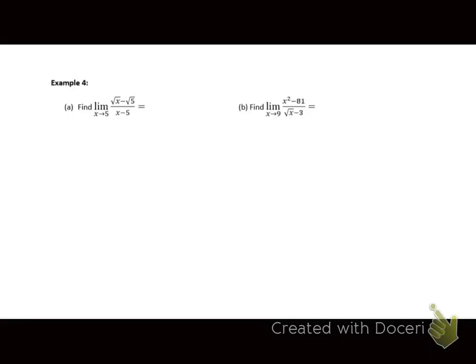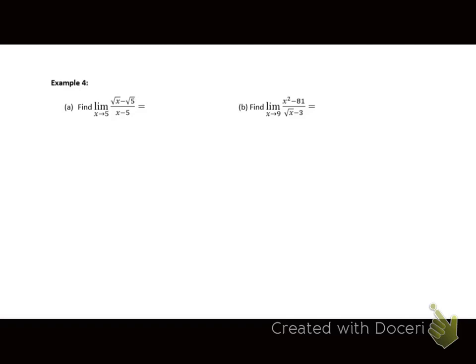This is section 2, Algebraic Approach to Limits, example 4. So in this example, we're going to try to factor. We'll see what happens. So let's look at it. The square root of x minus the square root of 5 over x minus 5. Is any of that factorable in a way that we're aware of?